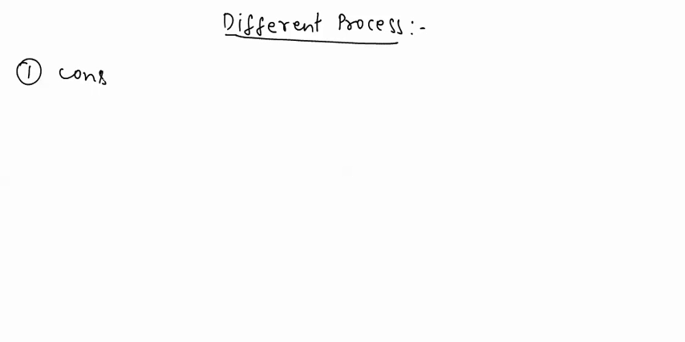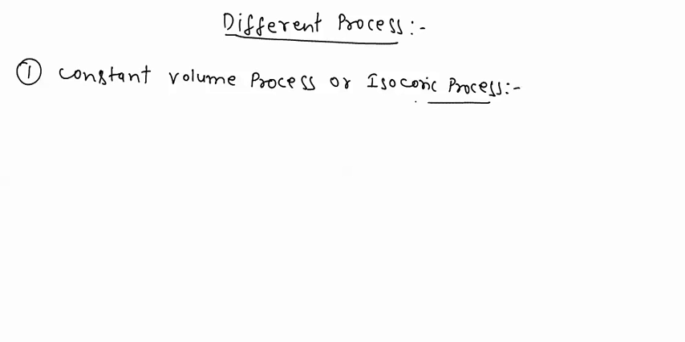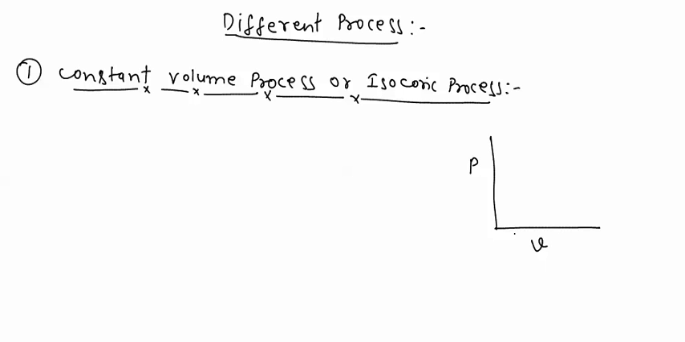Then different processes. The first process is the constant volume process, or isochoric process. This process is also known as isometric process. If we see the diagram on the PV diagram, then the pressure may be increased, but the volume remains constant, if we see process 1 to 2. In both cases we see the pressure is changing, but with respect to pressure or temperature, the volume is constant.